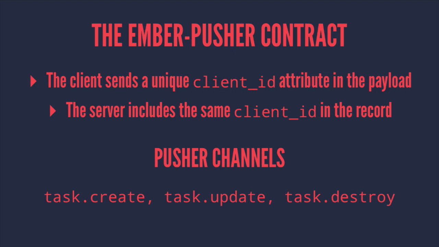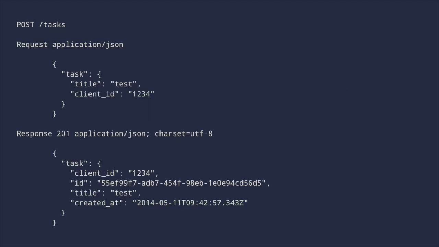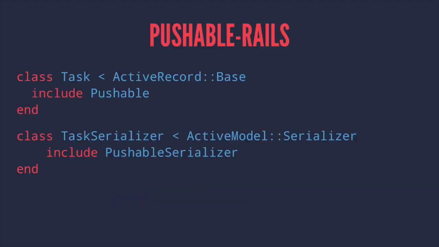These are the channels that the client expects as a communication way. And this is an example of a payload. You pass the client ID inside the task, and then the server returns the same client ID. Now if you're using Rails, you're lucky, because I also created a gem called pushable Rails. So you can just include the pushable model in your model, and the pushable serializer in your serializer, and the same conventions apply. So basically the client and the server will know how to talk, because the server will now include the client ID automatically in the response, and it will communicate on the right channels based on class names.